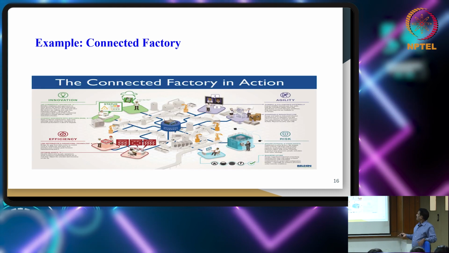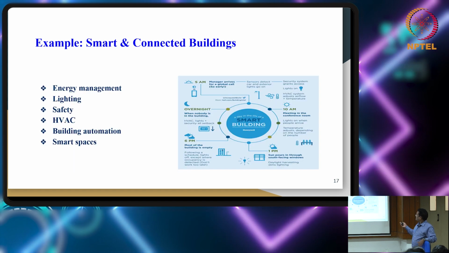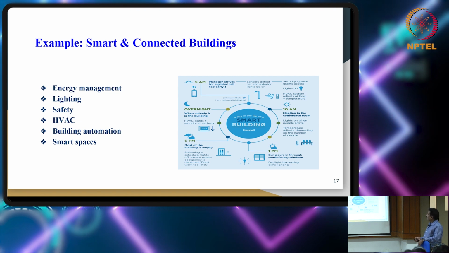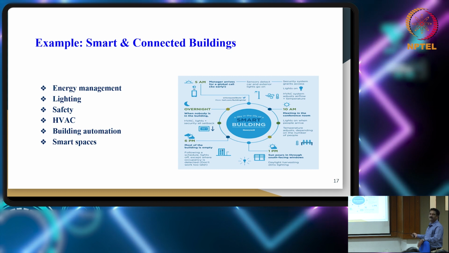And this is a connected car factory, one example where we have to concentrate on innovation, efficiency, agility, and risk. This is the smart and connected buildings, where we have to think about energy management, lighting, safety, and HVAC, that is heat, ventilation, and air conditioning, and the building automation and water smart spaces. Those are the parameters to consider to build smart and connected buildings.